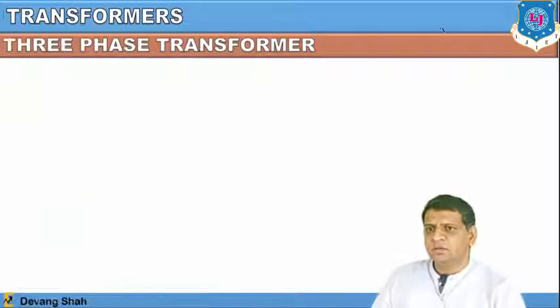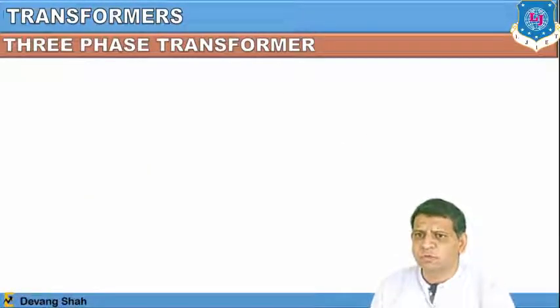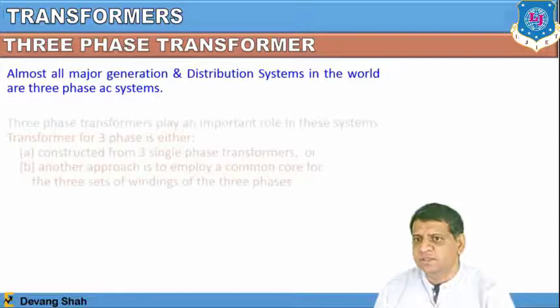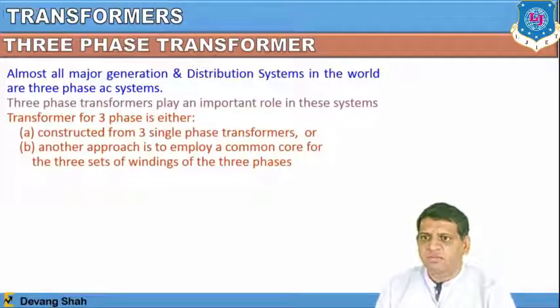Now let us discuss the three-phase transformers very shortly. In a real-life practical situation, the generation of three-phase power is much cheaper. So almost all major generation and distribution systems in the world are three-phase AC systems, where the three-phase transformer plays an important role.